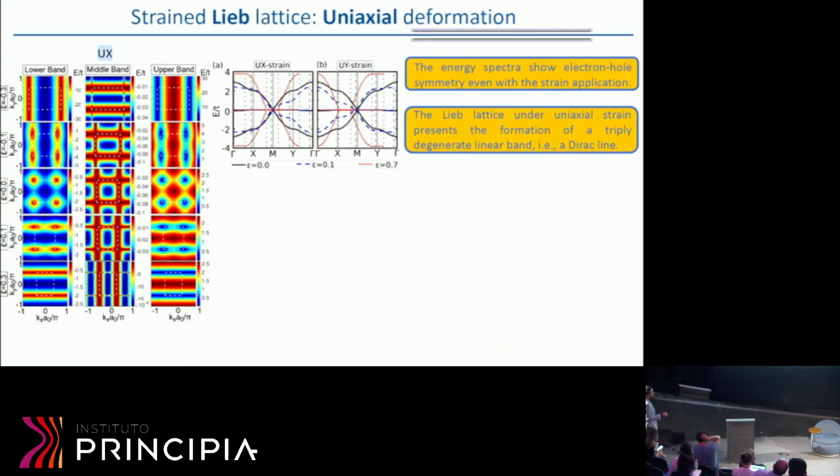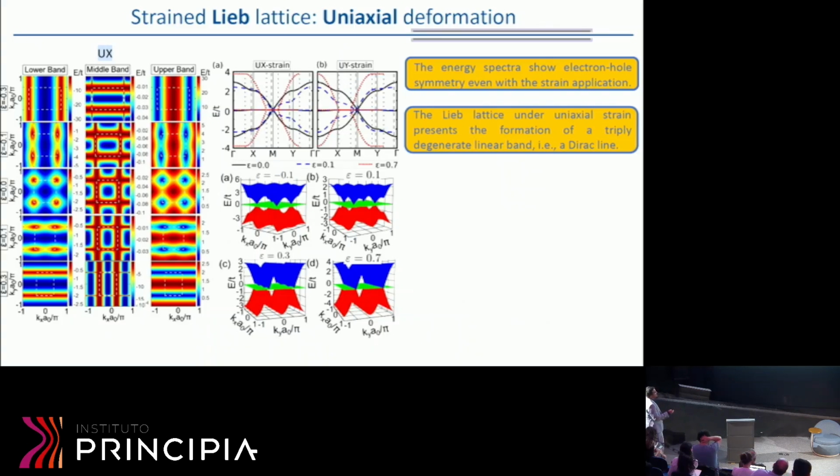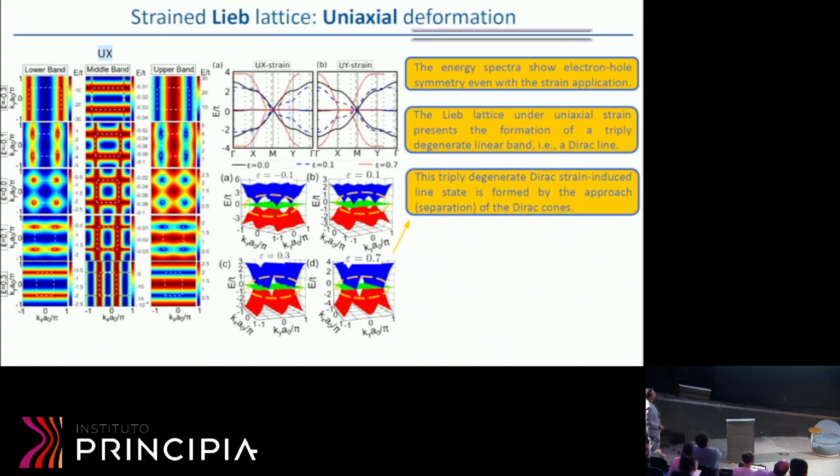And to emphasize that, I show a 3D plot by increasing the strain amplitude. You see that these two Dirac cones approach and get close, close, close until they form a triple degenerate Dirac line. Moreover, during this morphing, the isotropic Dirac cone gets an anisotropy. It means that there will be a strong impact on transport properties, since the group velocity depends on the direction, okay?